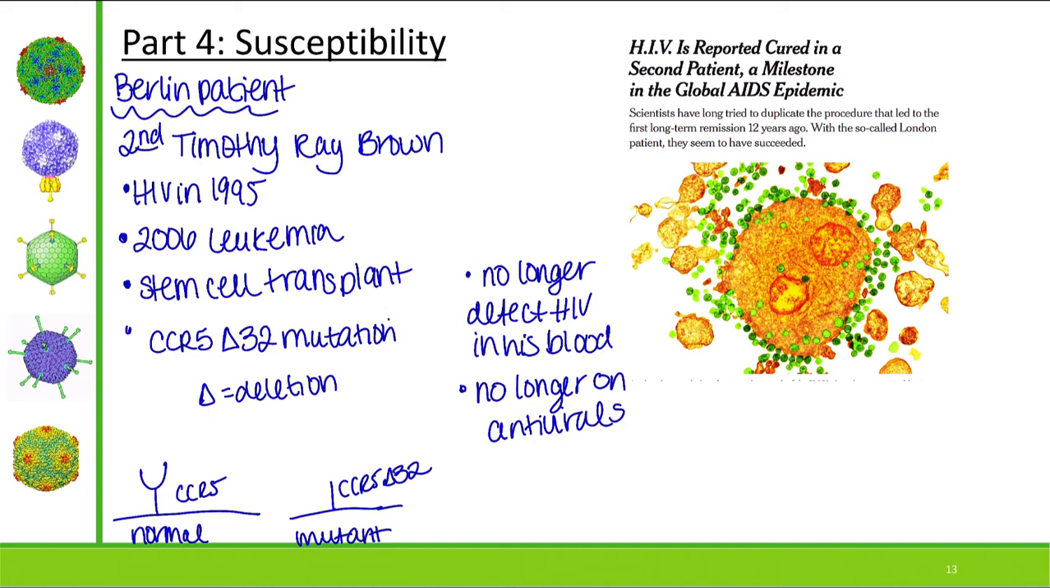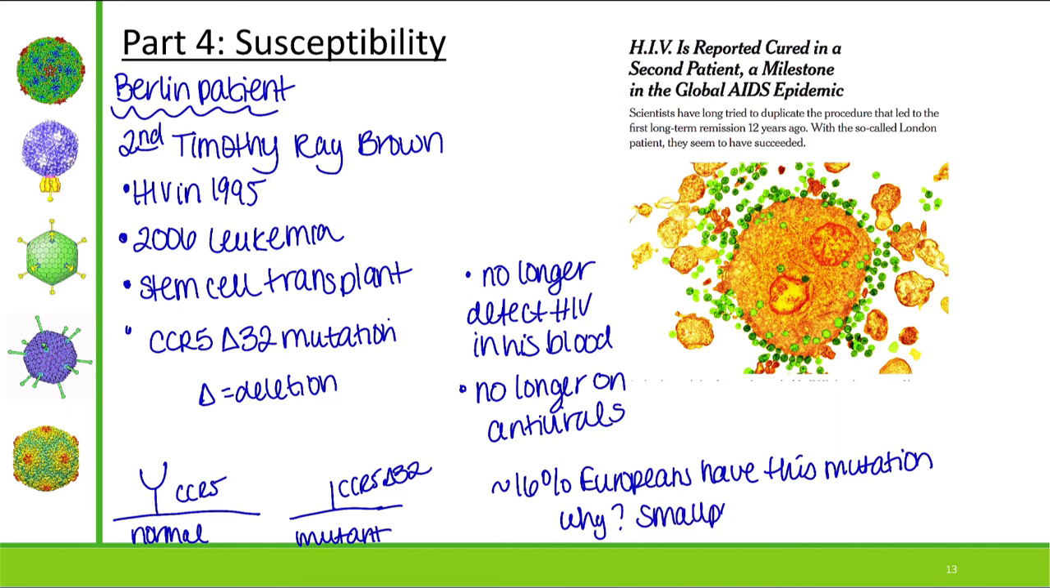And so it turns out that about 16% of Europeans have this mutation. So it's not crazy common, but it's common enough where we have determined the percentage of the population that has this mutation. And if you're wondering why, we think maybe it has to do with smallpox. And we think that perhaps this receptor was also used by smallpox. And so Europeans that survived the smallpox pandemic were ones that happened to be missing part of the CCR5.